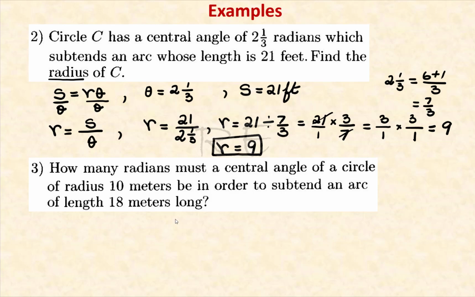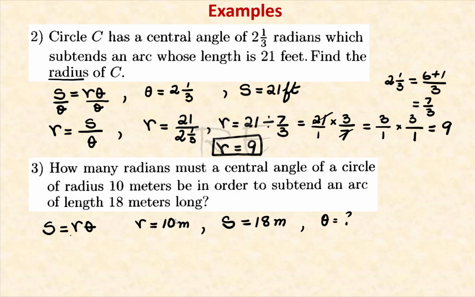For number 3, they give us the radius and they give us the arc length. They want the central angle. S is equal to r theta. R is equal to 10 meters. And S, the arc length, is equal to 18 meters. Now, we're going to solve it for theta.